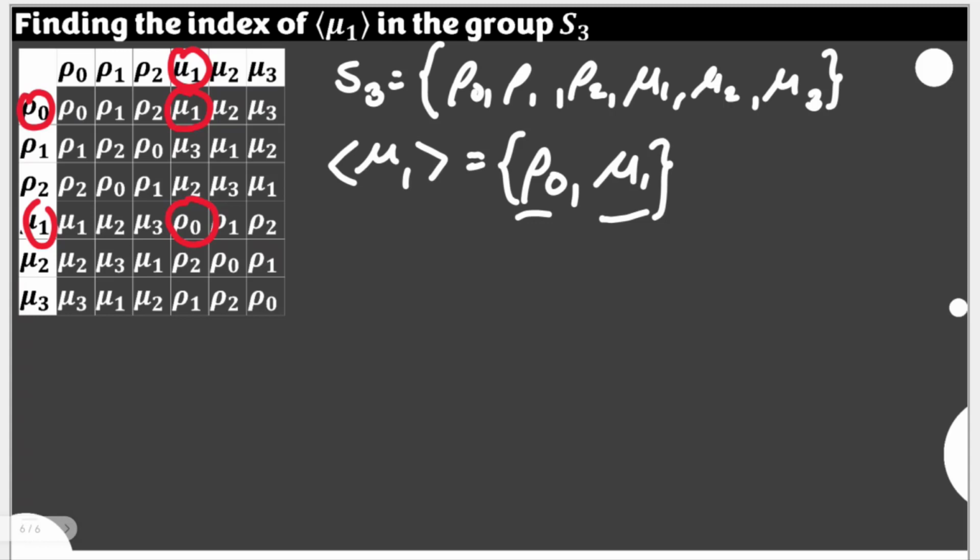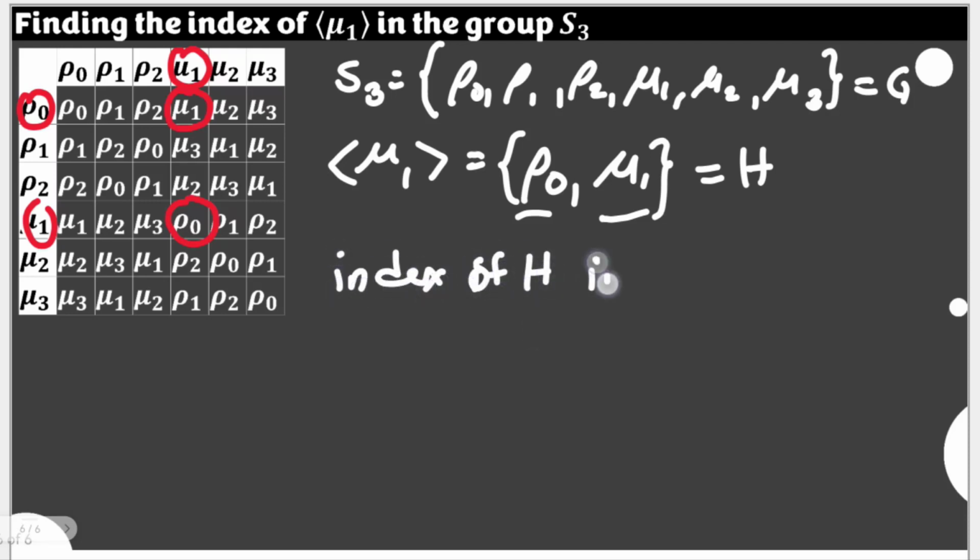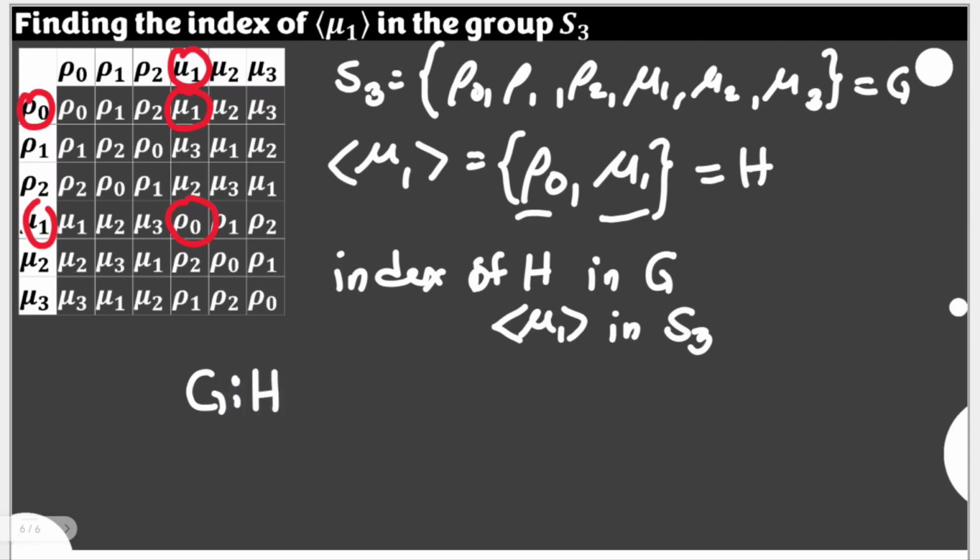Now, if we talk about the index of the subgroup generated by mu sub 1, let's simply call this our H. This would be our G in general form, because this is the formula in solving the index of H in G, or the index of the subgroup generated by mu sub 1 in S sub 3, indicated by this notation. This is just the ratio of the orders of our G, which is S sub 3, and the subgroup generated by mu sub 1.